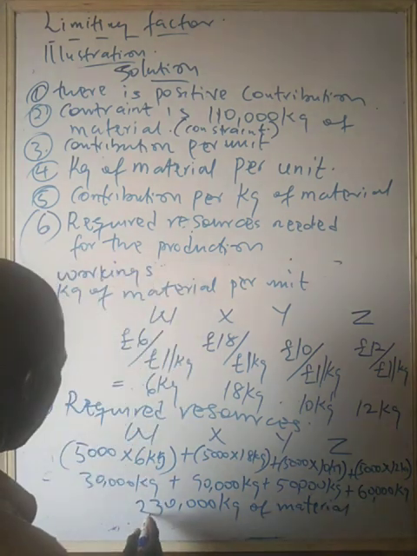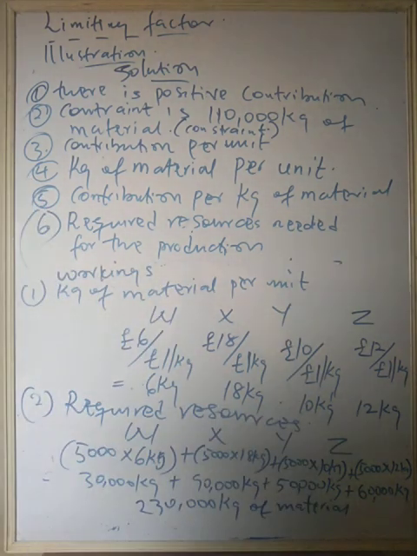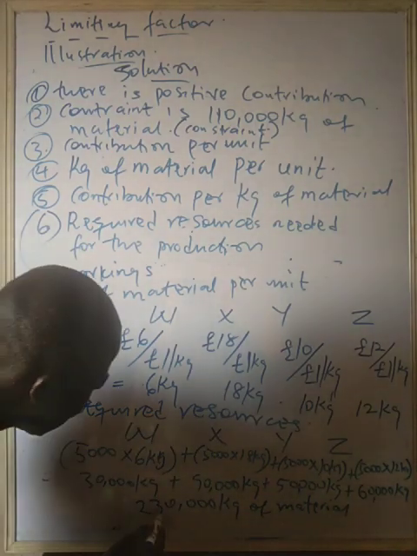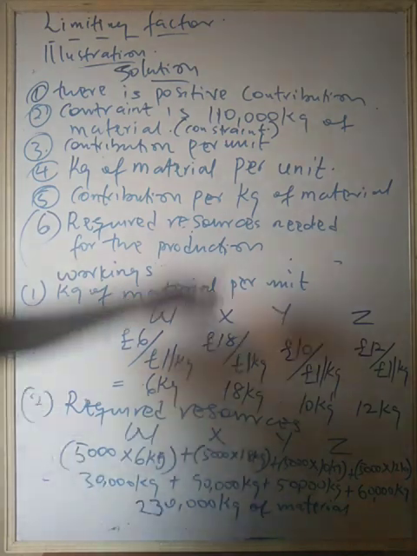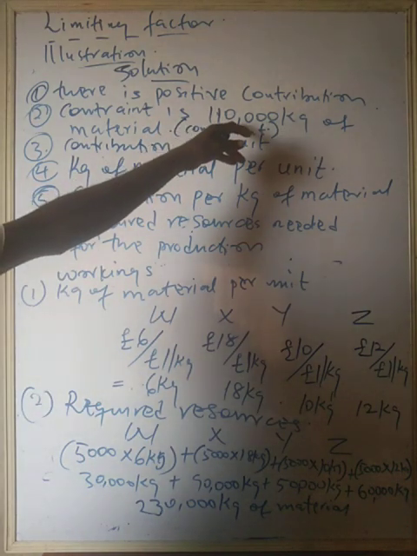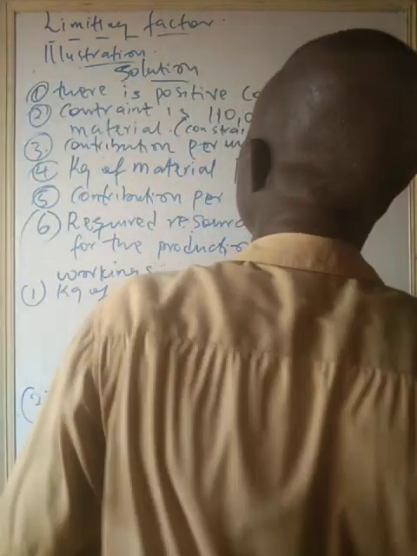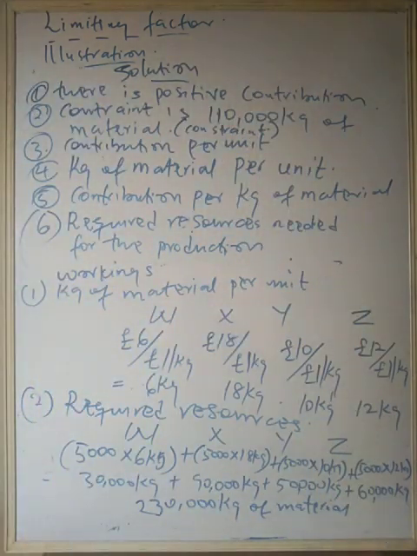So look at it. This is the required resources: 230 kg. And what is the available resources? 110 kg. Will it be enough? No, it cannot be enough. In this case, that means we have to go ahead and do the ranking. These are the workings that we needed. So we now go to the computation proper.